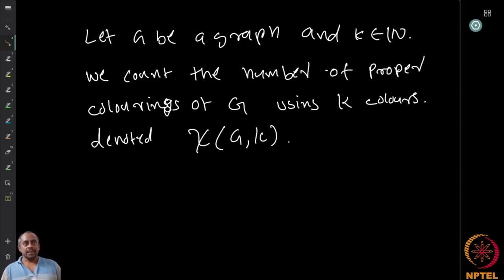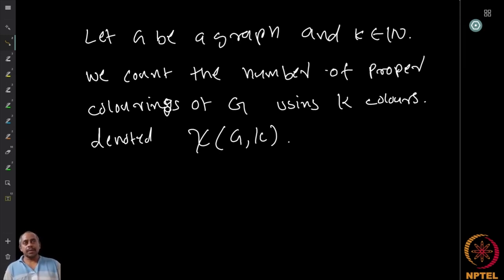So given a graph G and a number K, I can ask how many K-colorings, right? How many different colorings of the graph are possible using exactly K colors? So the number of K-colorings of the graph G, let's say this number is chi of G comma K. The graph G is given, and a number K is given, and the question is what is the number of colorings of G using K colors.